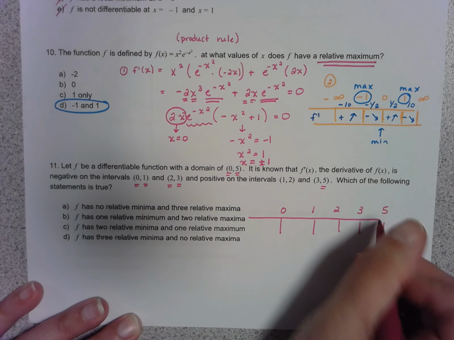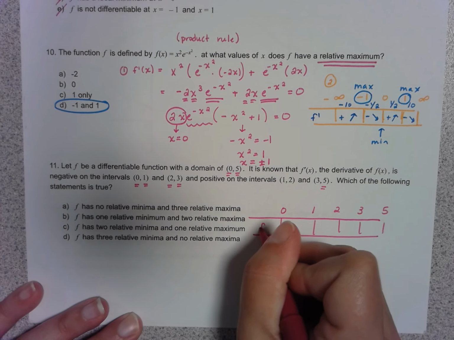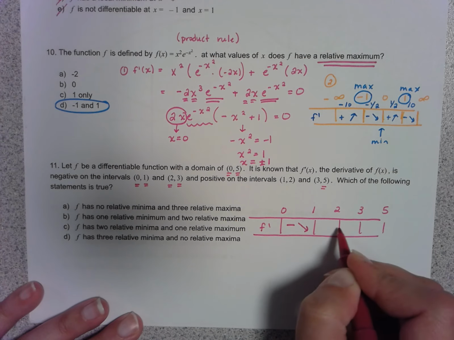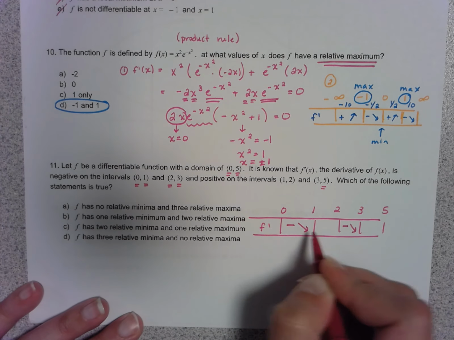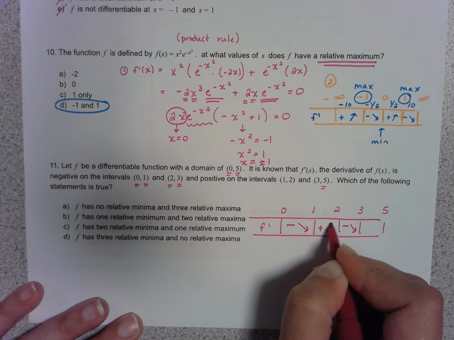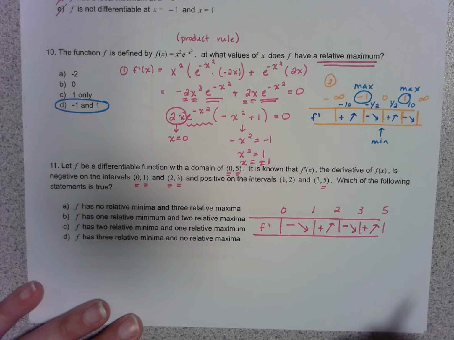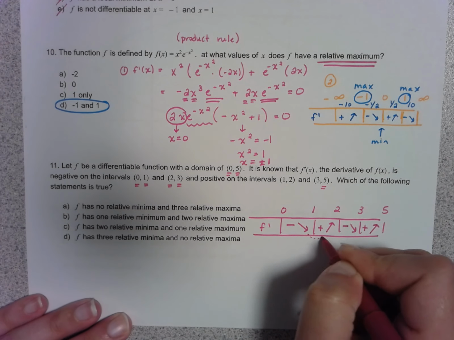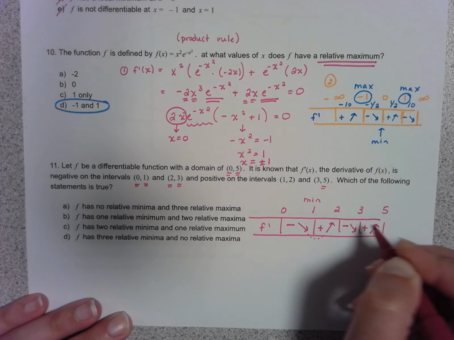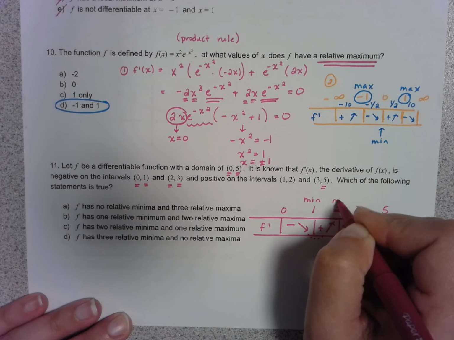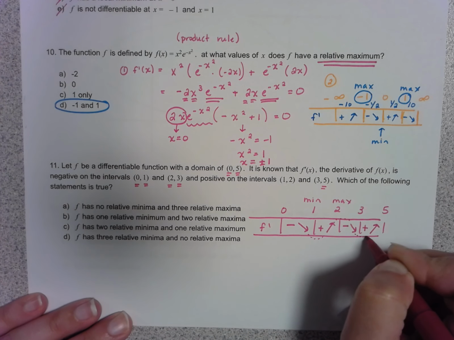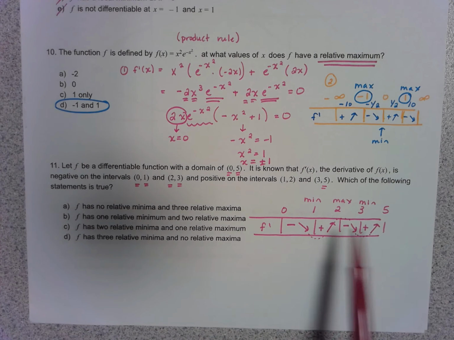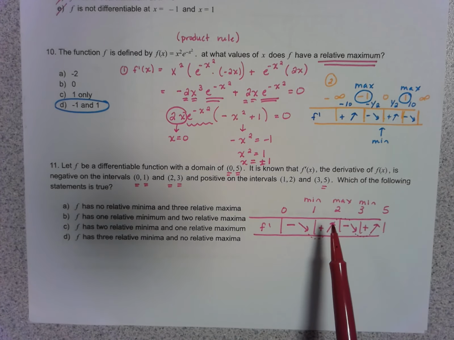And it tells me in the problem that the first derivative, so f prime, is negative from 0 to 1 and negative from 2 to 3, and it's positive from 1 to 2 and positive from 3 to 5. Now, based on that information, I would say that I have a minimum here at 1, I have a maximum here at 2, I have a minimum here at 3, and so if I read these options, I'm looking for the one that says 2 mins and a max.